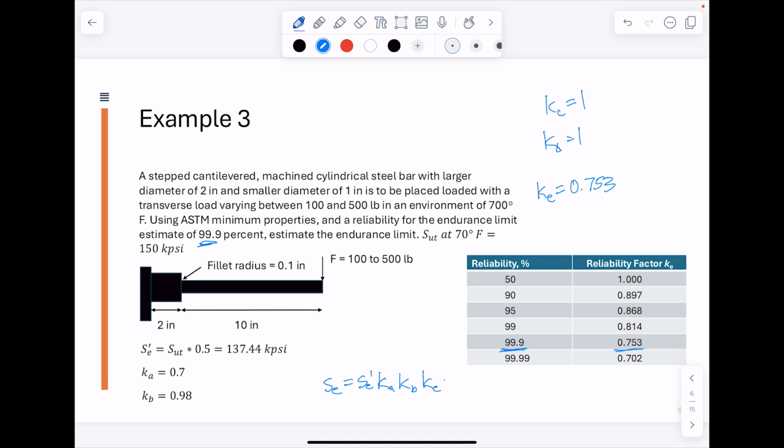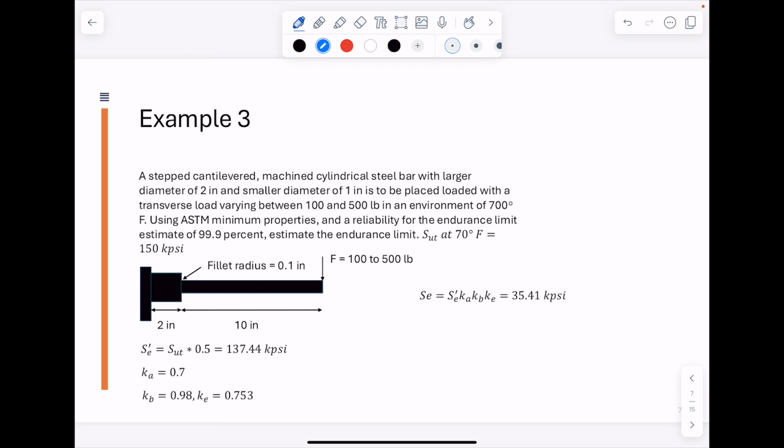So that will be equal to 137.44 times our Ka, which was 0.7, times Kb, which was 0.98, times 0.753. And if we do all that, we will end up with an estimate for our endurance strength of 35.41 kpsi.